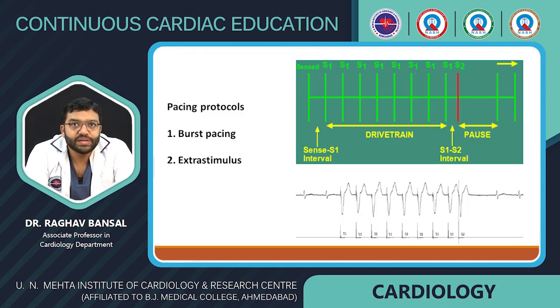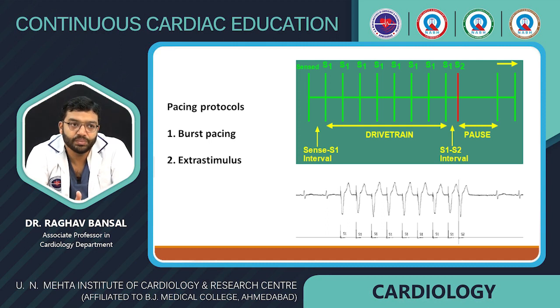And what about the pacing protocols? So there are two important modes of pacing. One is the burst pacing, another is an extra stimulus testing. So in burst pacing, we give a stimulus at a fixed pacing cycle length consistently. Like we can give a burst pacing at 400 millisecond cycle length, in which we just keep on giving multiple stimuli at a cycle length of 400 milliseconds. So in burst pacing, we say the pacing is going on like S1, S1, S1, S1, S1.